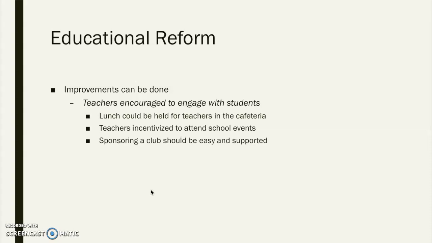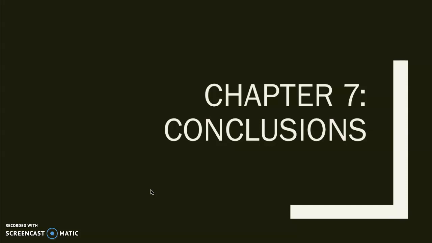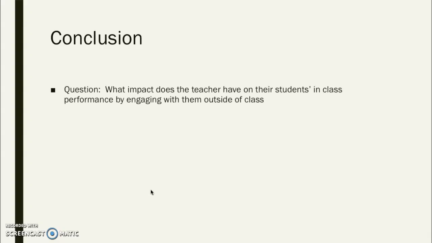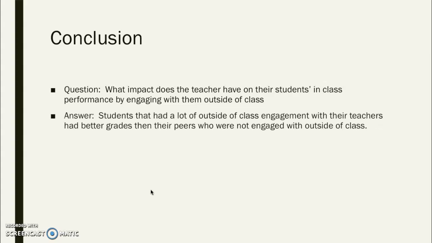Okay, for my final chapter here, just conclusions, just wrapping everything up for my action research paper. So again, my question was, what impact does the teacher have on their students' in-class performance by engaging with them outside of class? Answer: students that had a lot of outside of class engagement with their teachers had better grades than their peers who were not engaged with outside of class. And so when teachers engage with their students outside of class, their grades tended to improve.